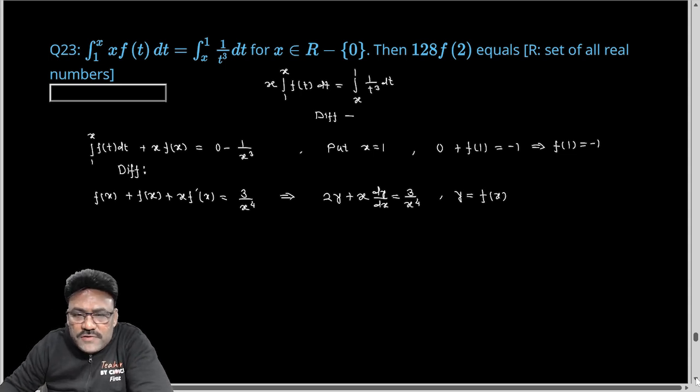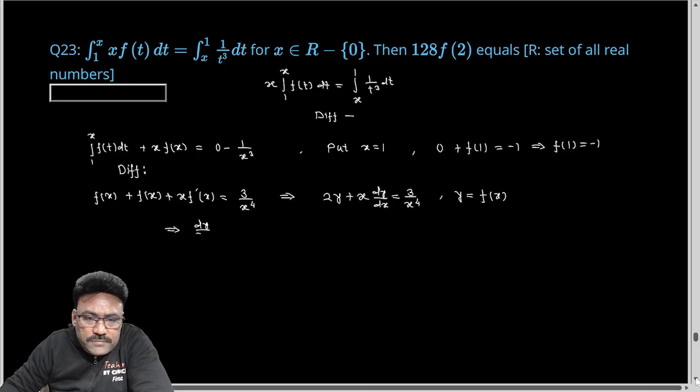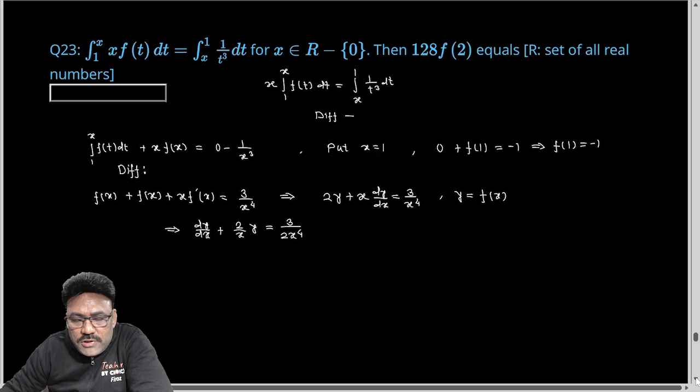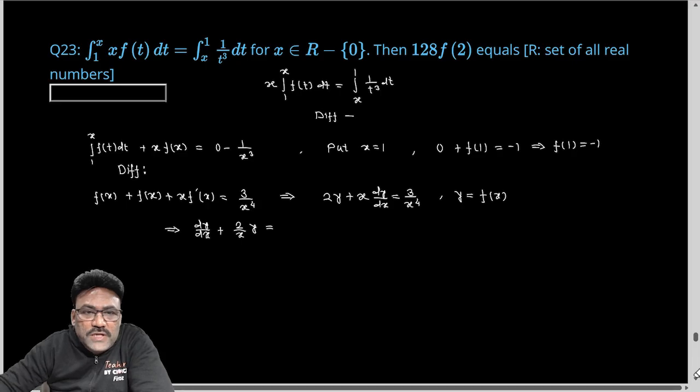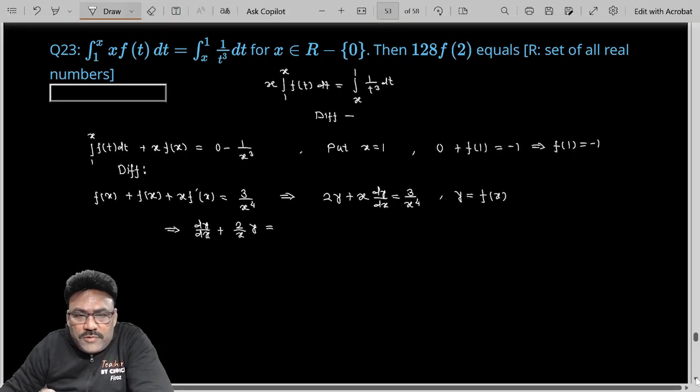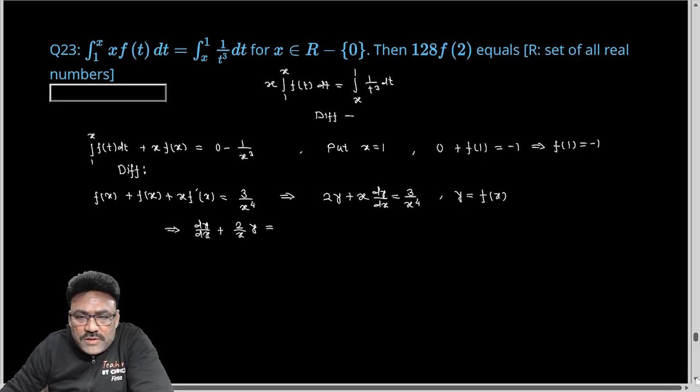Y is f(x). Now this is a linear differential equation. You can write it as dy by dx plus 2 by x times y is equal to 3 by 2x⁴. Just divide the whole equation by x. So I'm getting dy by dx plus 2 times y by x, and on the right side 3 over x raised to 5.